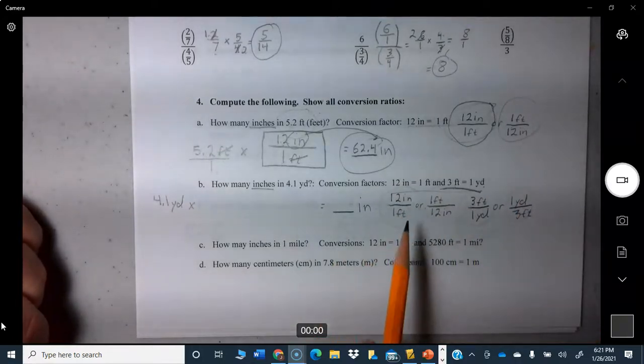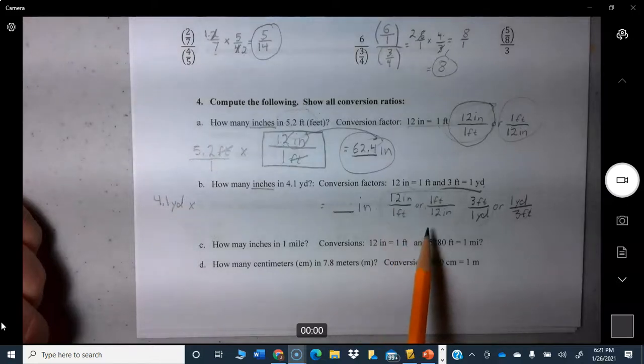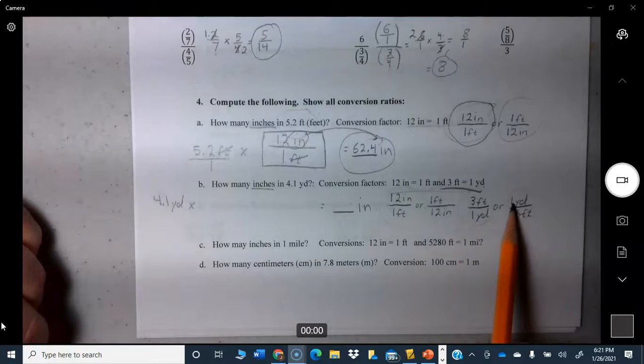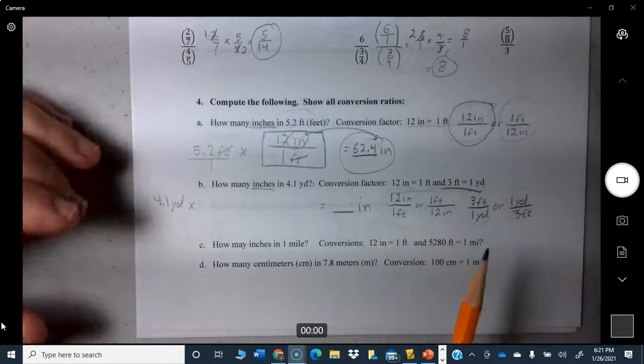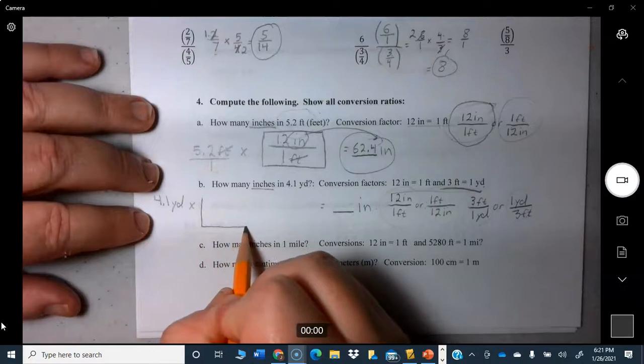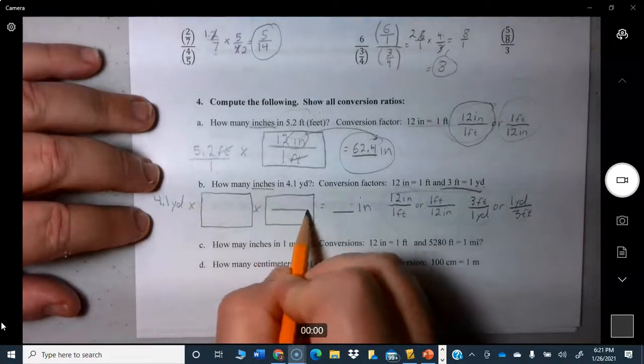Alright, then they're all true statements. There's 12 inches for every 1 foot. There's 1 foot for every 12 inches. There's 3 feet for every 1 yard. There's 1 yard for every 3 feet. Those are all true statements. But we're going to need 2 conversions, so I'm going to draw 2 of my boxes here. And they're both going to be ratios.